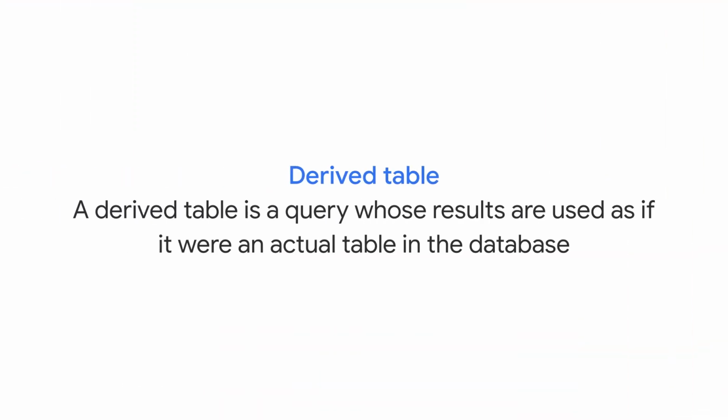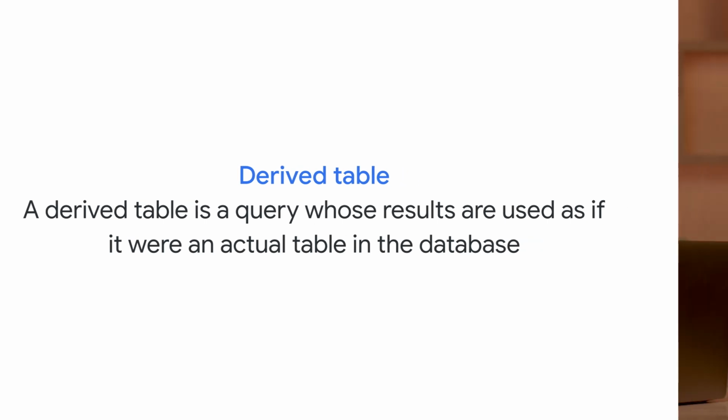A derived table is a query whose results are used as if it were an actual table in the database. But derived tables aren't independent queries. They are nested within an outer query, which means that they cannot be executed on their own. The outer query uses the results of the derived table to create its own results. A derived table's job is to gather the specific data you need to answer the question posed by the outer query.